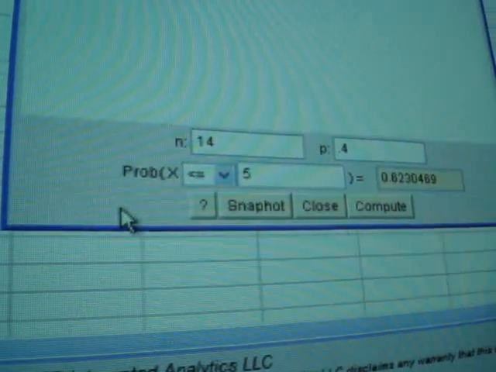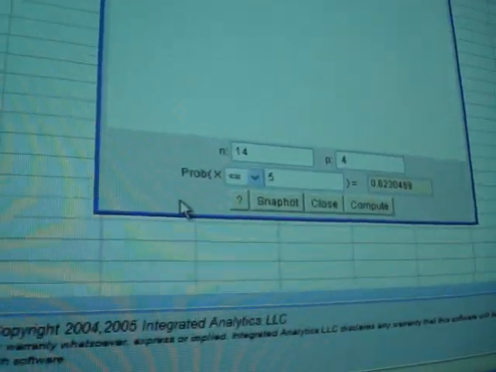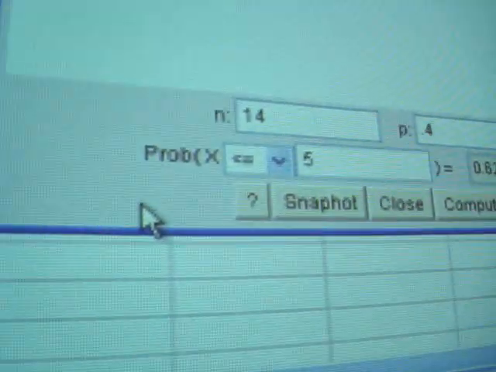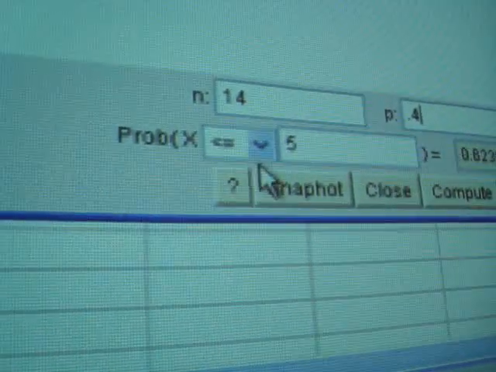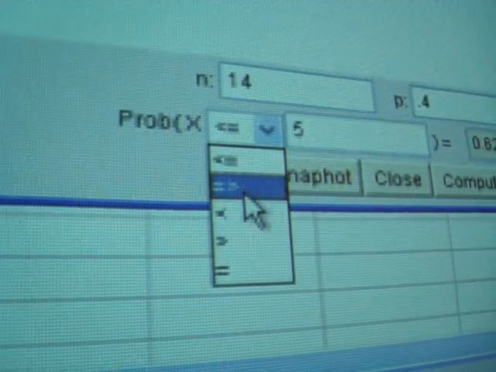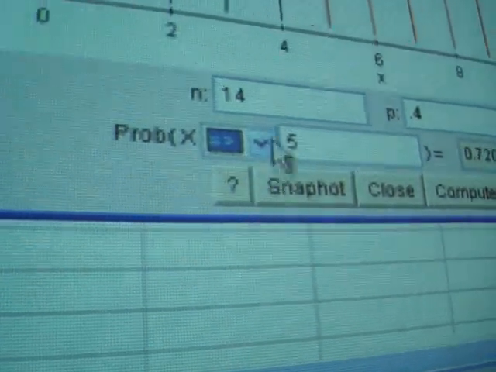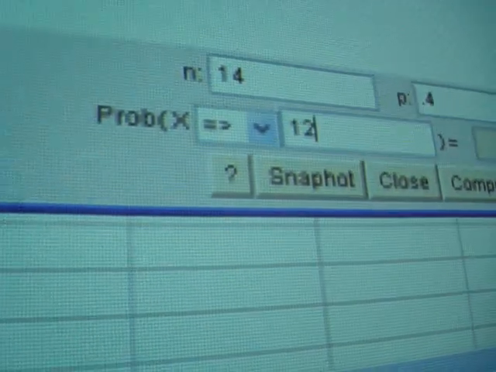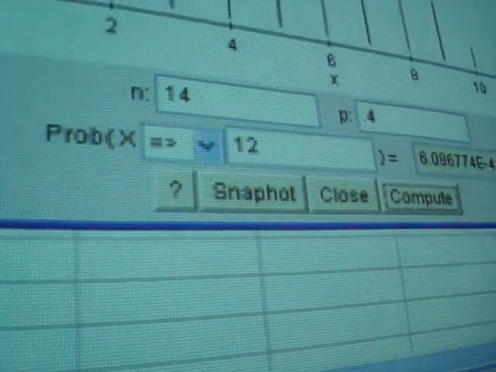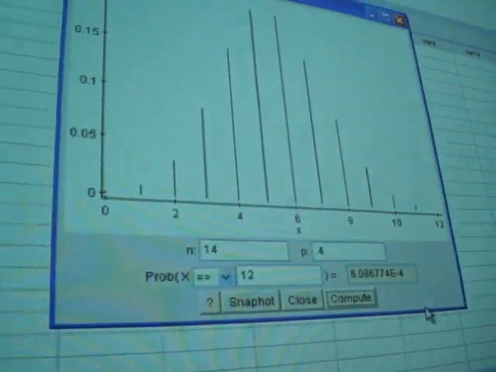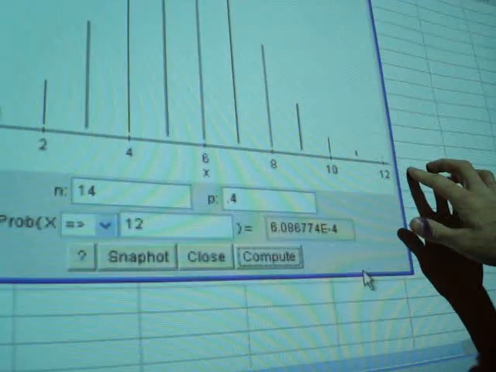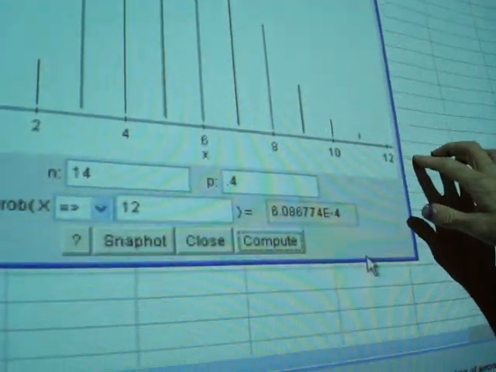And now it's going to ask us for the probability. We want the probability that we have at least 12. So we do the greater than or equal to, so we change that to the second one, and then it was 12, so we change that to 12. And it gives us a little picture of the distribution. Notice that it left off the 13 and 14, and I believe the reason it did that was because the probabilities were so small over there.